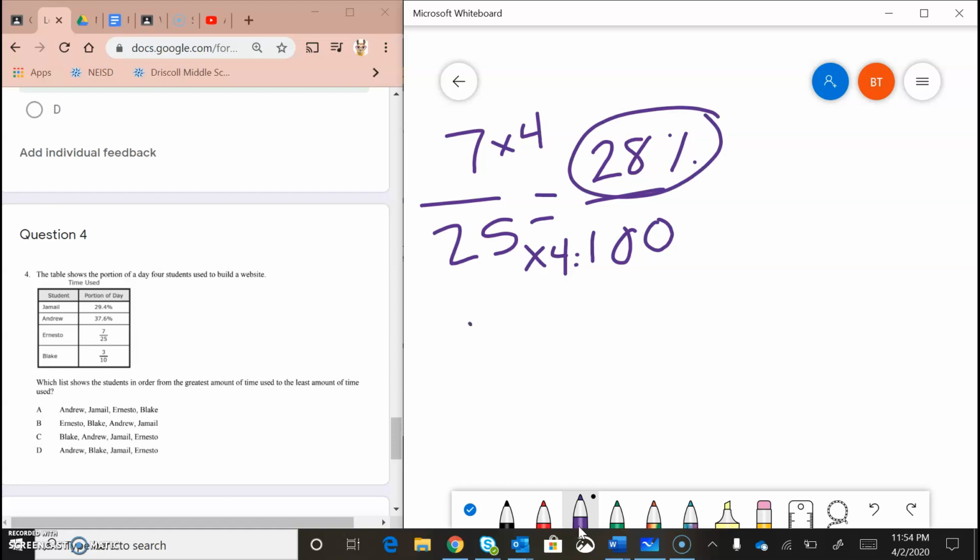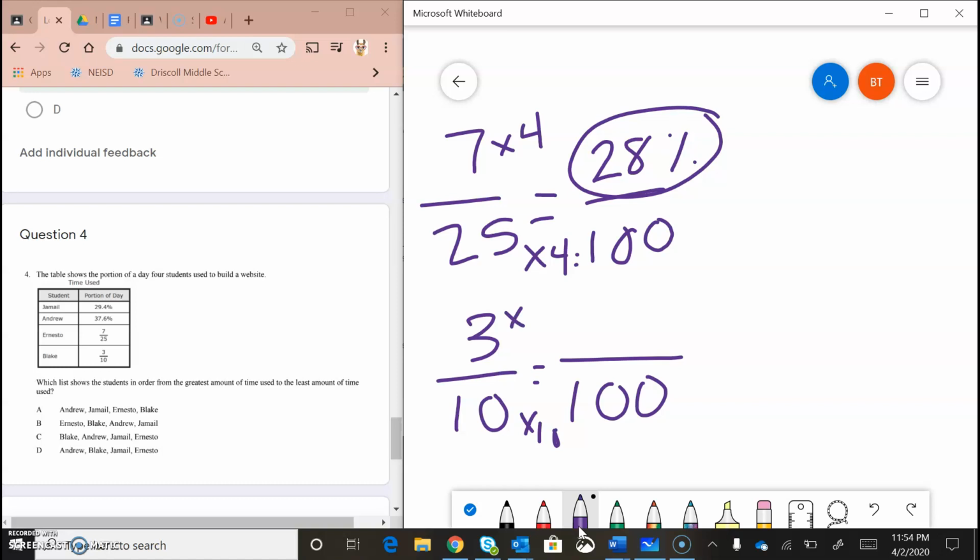Now I need to look at the next one. We have 3/10. Again, our goal is to get it to a percent. So we want that denominator to be 100 because we're looking for a percent on the top. This one should be pretty easy. 10 times 10 is going to get us to 100. So what we did to the bottom, we now have to do to the top. So 3 times 10 is going to give us 30. So we know that 3/10 is equivalent to 30%.